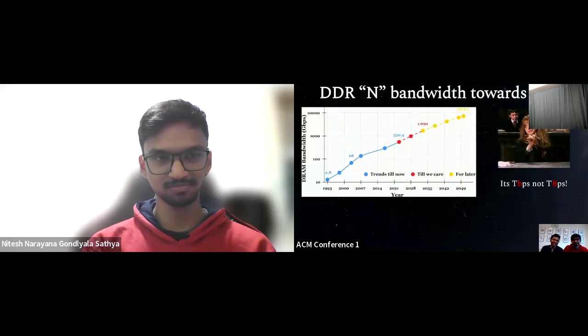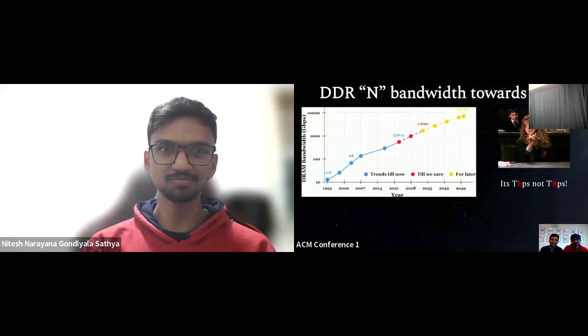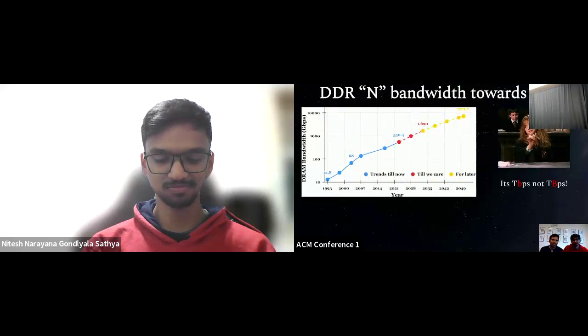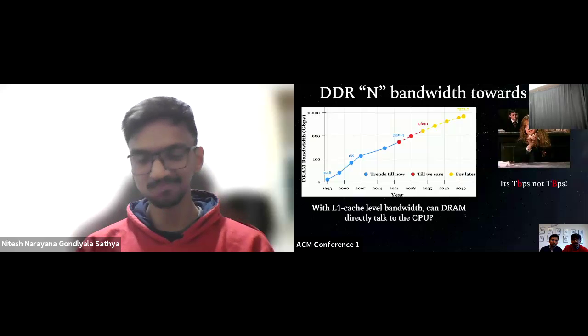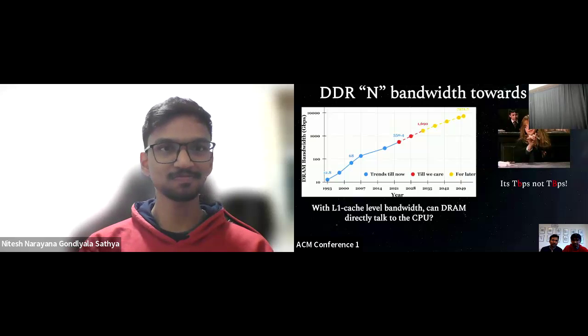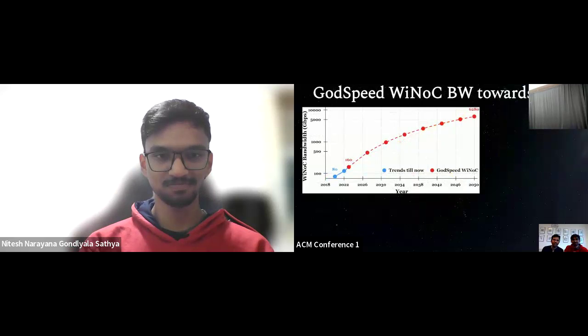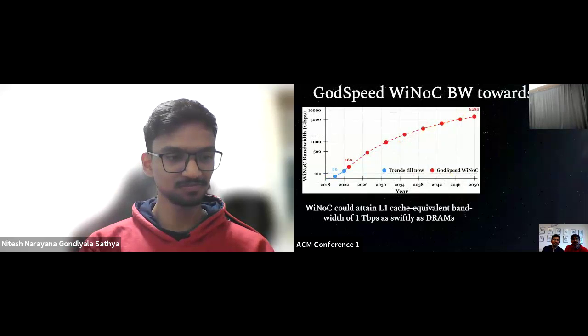This is great, except that we can't put DRAM onto a chip due to its capacitor-based storage, as it will burn your chip. That's disappointing. But is there no way we can make the CPU directly talk to DDR-N? I think there could be a way. Wireless network on chip, or WiNoC, is creating a lot of buzz. If you look at this extrapolation here, WiNoC could achieve L1 cache level bandwidth as swiftly as DRAMs.